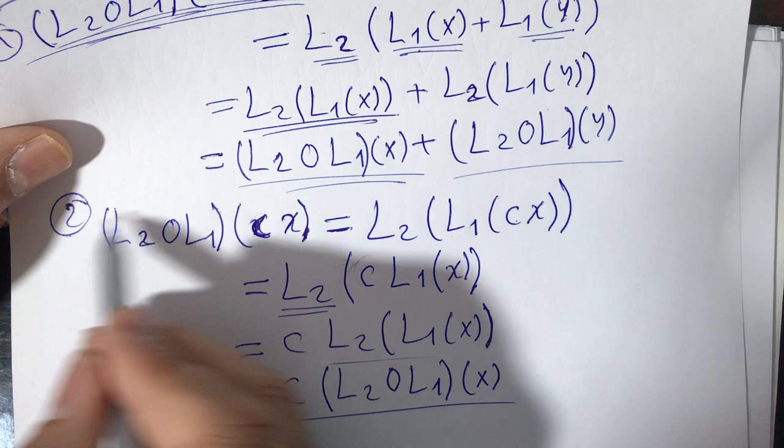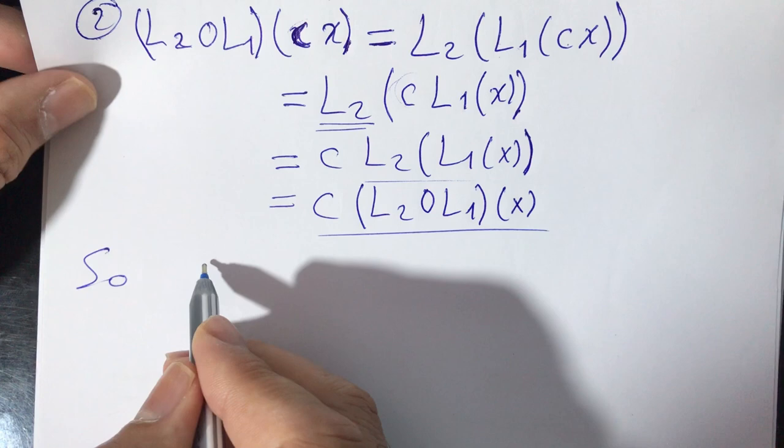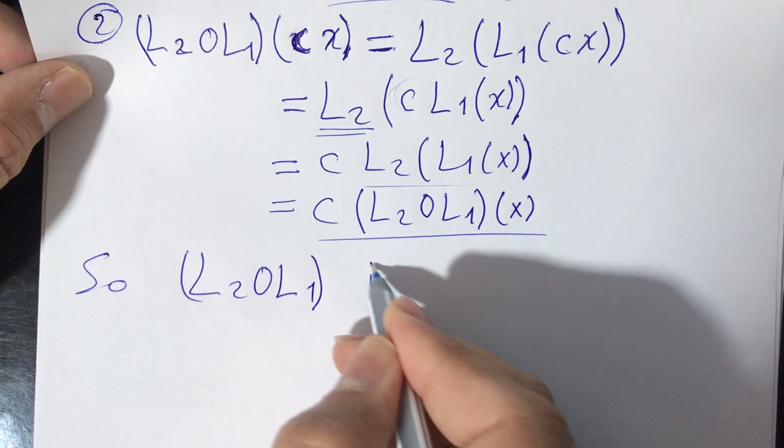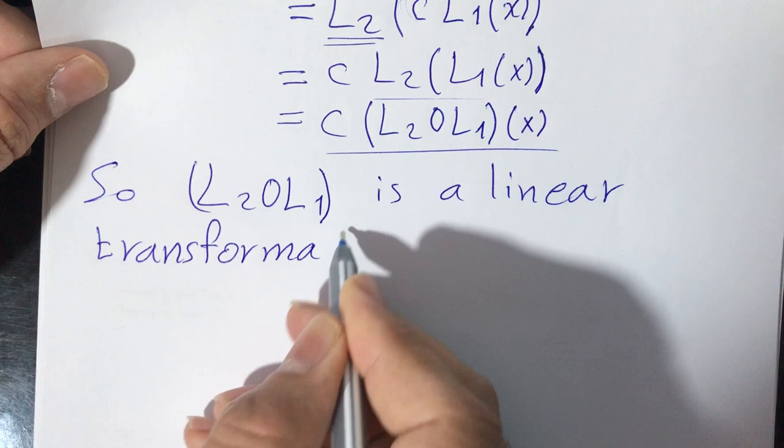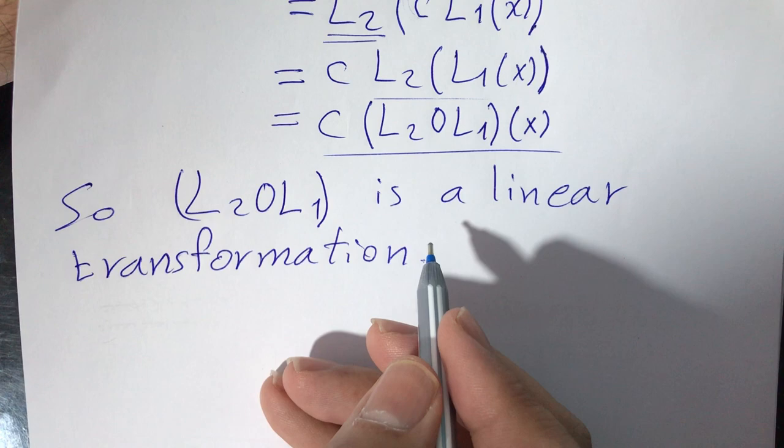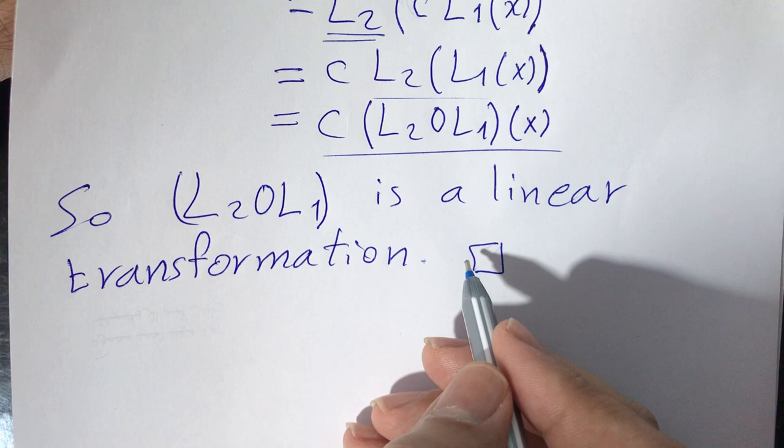So L2 circle L1 is a linear transformation. This finishes the proof of our proposition.